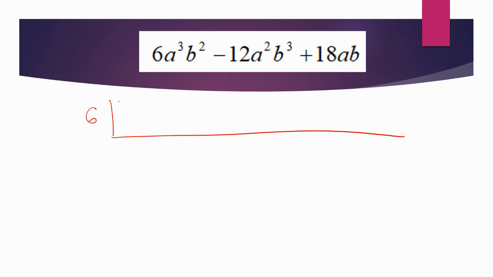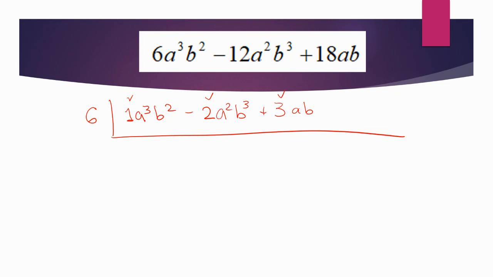Pulling out a 6. So that's going to leave me with 1a cubed b squared. 2 times 6, or negative 2 times 6 gives me that negative 12. 6 times 3 gives me 18. And I have 1, 2, 3. There's no number that all 3 of them would have in common, so we're done with our numbers.